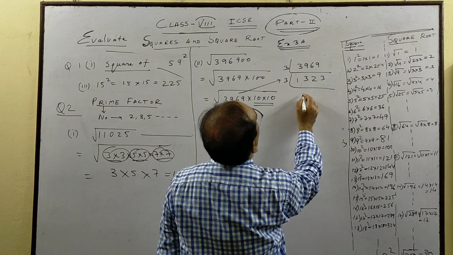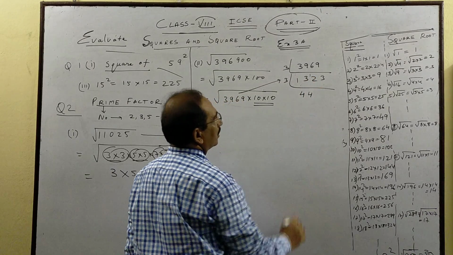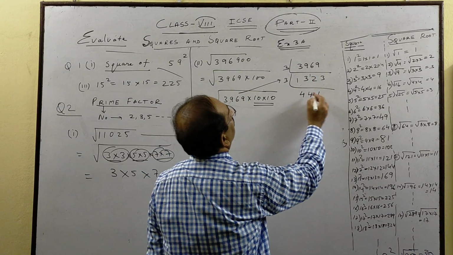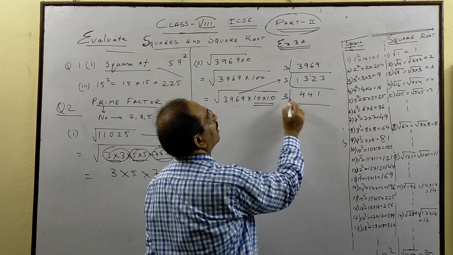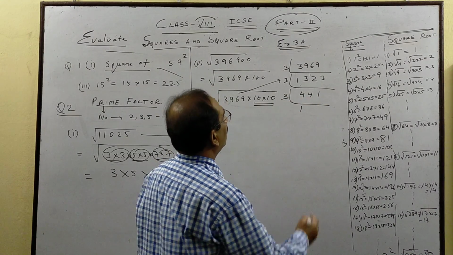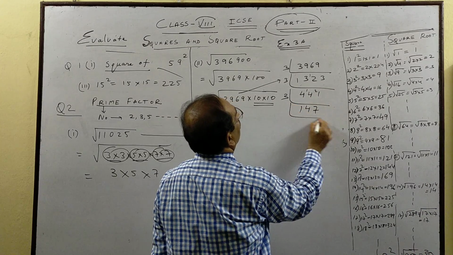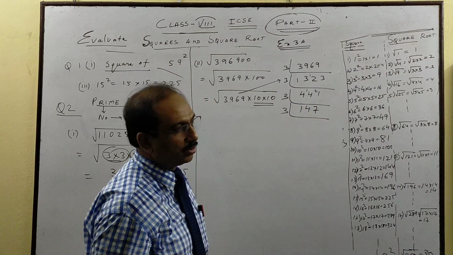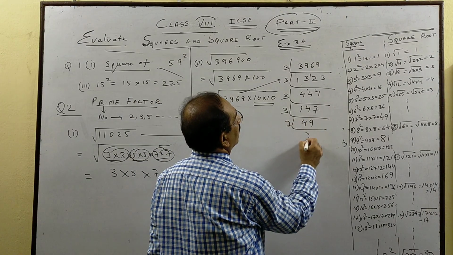So 3 4s are 12, 1 here. Again, this will give you 9, 4 plus 4 plus 1, try with 3. 3 1s are 3, 1 carried here. 3 4s are 12, 2 7s are. Again, you will see this will go by 3 because this gives you 12. It will give you 49.